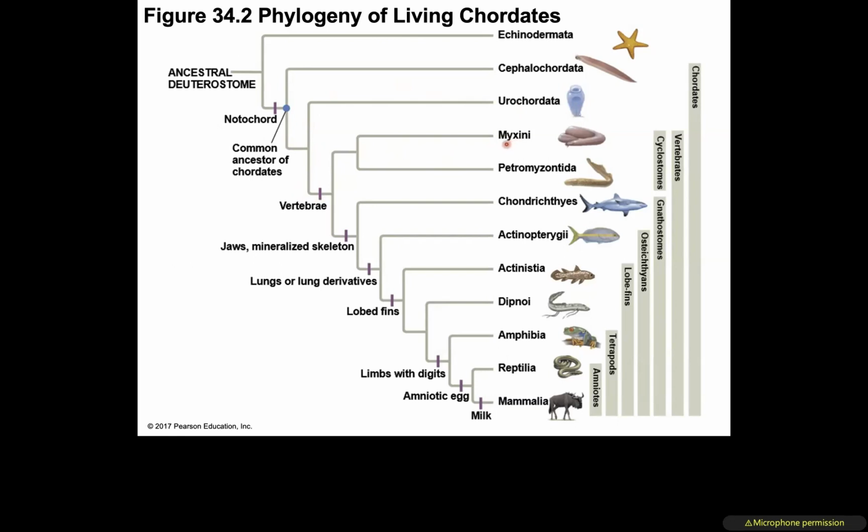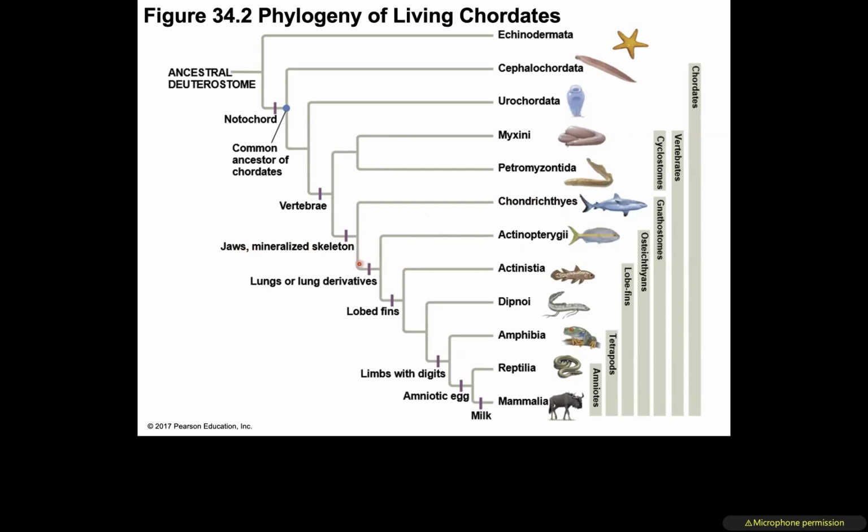basically going into myxini and the petromyzontida, going into jaws and specifically mineralized skeleton. Okay, so over here with the jaws, not into the full mineralization of the skeleton, those are going to be chondrichthyes. And then when you go into full mineralization, actinopterygii, this is going to be your bony fish.